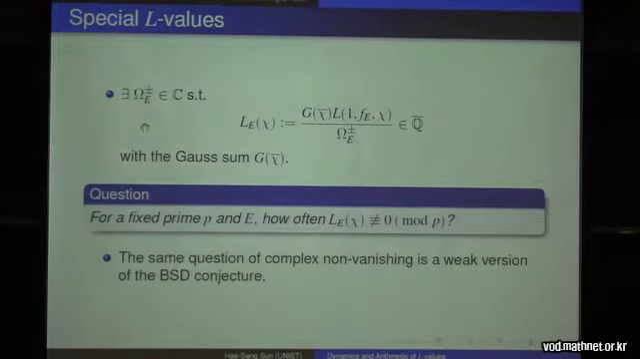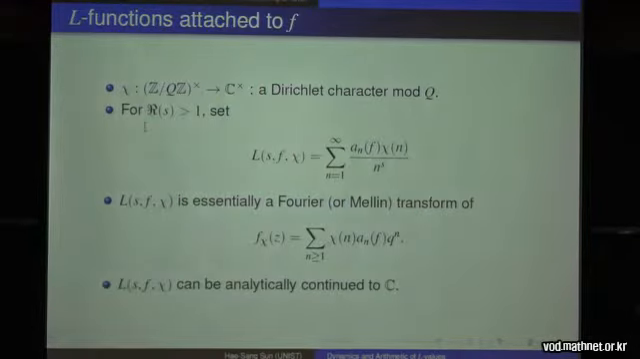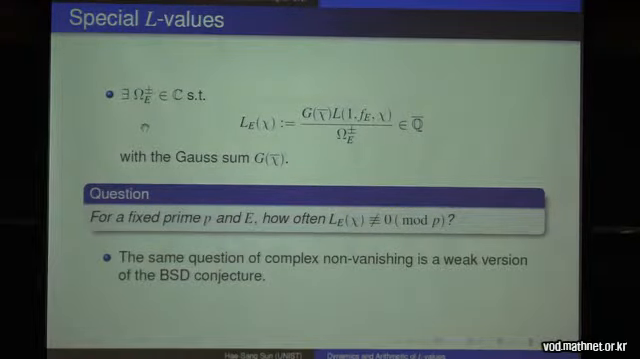Okay, so let me talk about the special L-value. Because you have an analytic continuation, you can plug in 1 for the variable s. So we can discuss L(1, f, chi). Then it has a very special property like this one. If you multiply by the Gauss sum G(chi bar) and divide by some fixed complex number that depends on the parity of chi, then this number is algebraic. So it's a root of some polynomial with rational coefficients. That means it's now a topic of number theory.